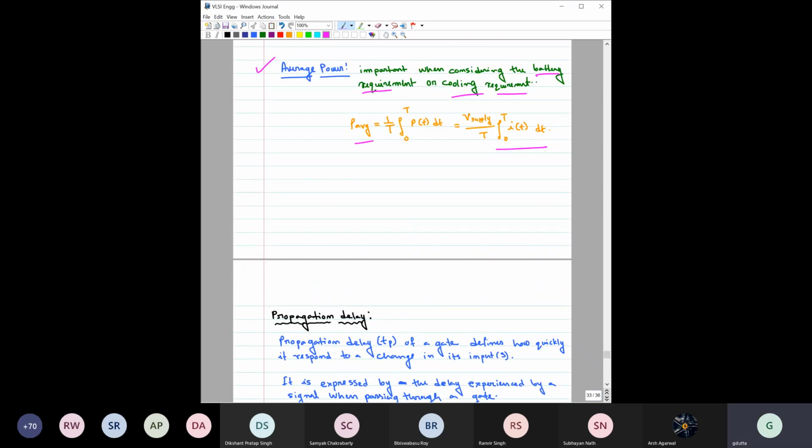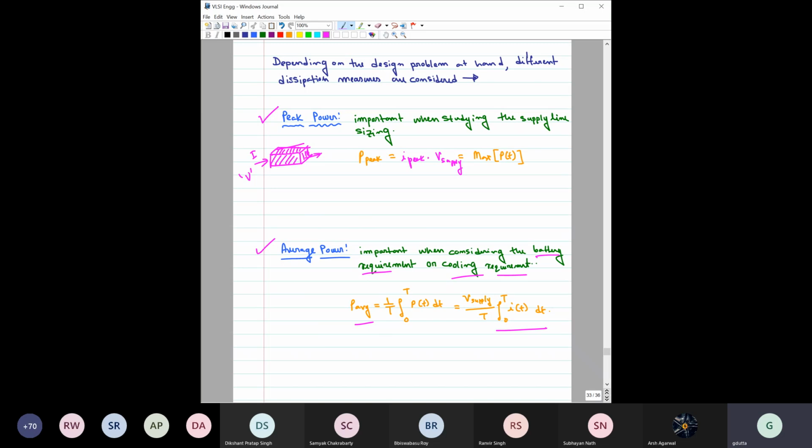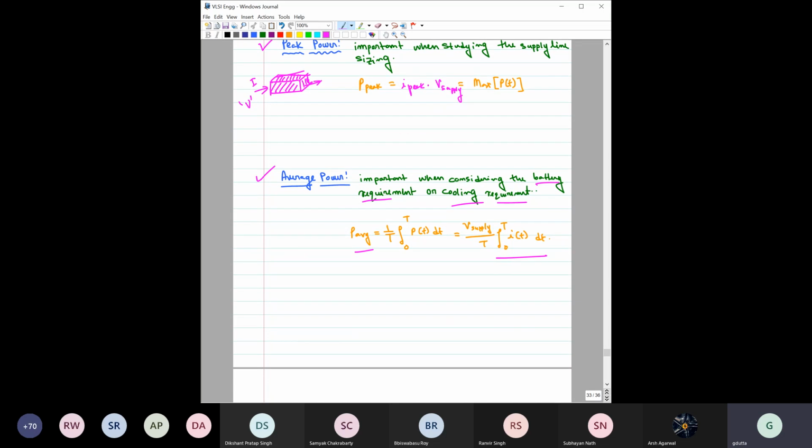More discussion on this power related thing and on the CMOS inverter itself, we will take maybe in later stages.